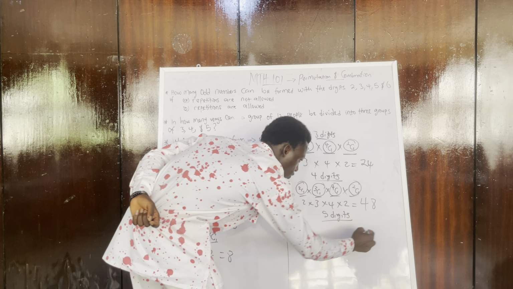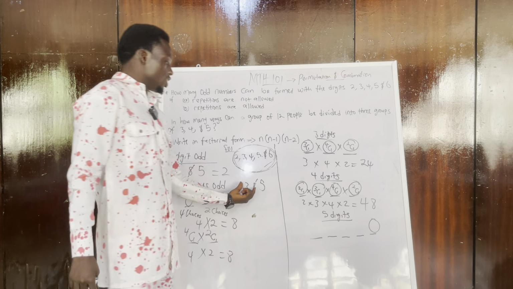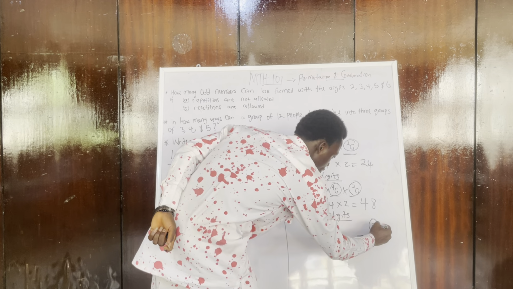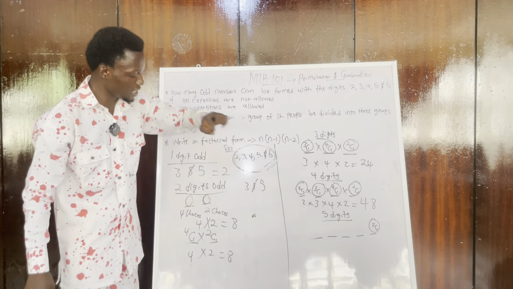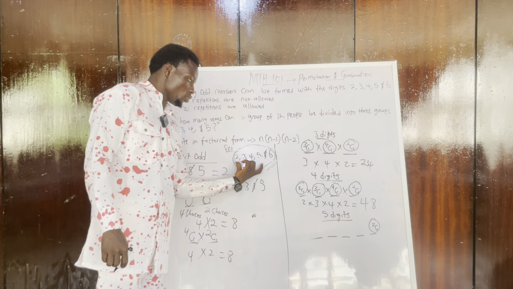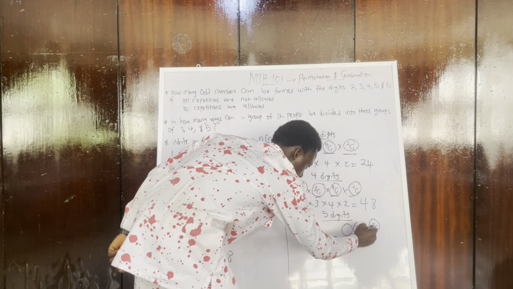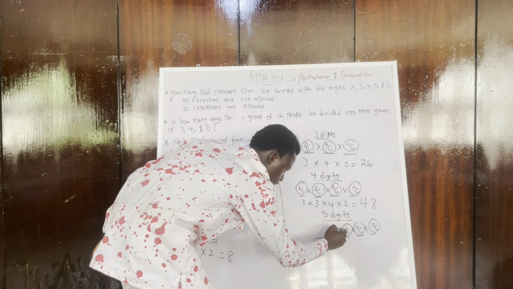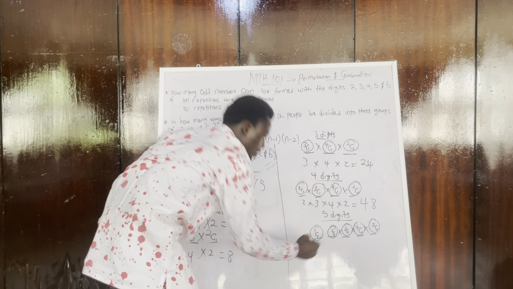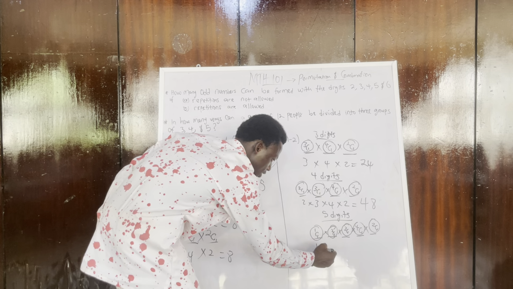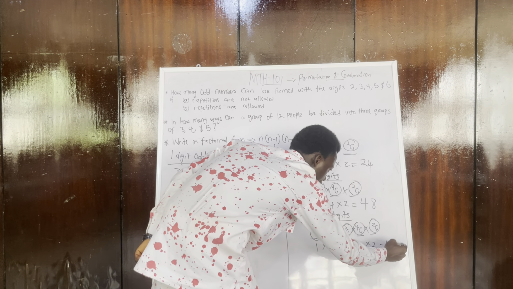5-digit odd. We have 1, 2, 3, 4, 5. Now to fill the first one, you can only pick from 3 and 5. So 2 combination 1. Since you've used one out of these 5 that we pick 3 and 5, we have 4 left. 4 combination 1. 3 combination 1. 2 combination 1. Then 1 combination 1. So this gives you 1 times 2 times 3 times 4 times 2, and that's 48.